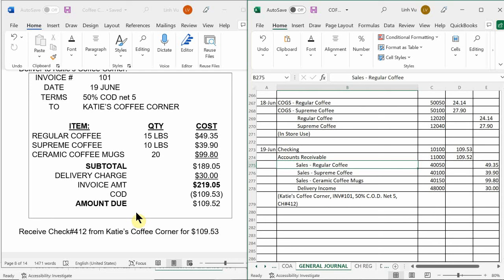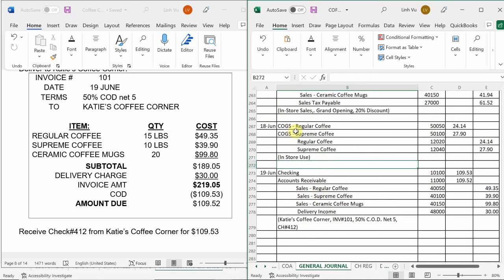So that means we just sold some coffee. So what do we need to do with perpetual inventory? We need to update our inventory, right? Because we ended up selling the coffee to Katie. So therefore, we know exactly how many pounds we got rid of, right? We ended up selling 15 pounds of the regular coffee and 10 pounds of the Supreme coffee.